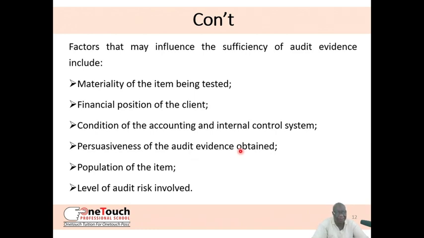Then we have financial position of the client. Yes, if the client is well-to-do, it will also influence the evidence you are getting. Condition of the accounting and internal control system. If they have effective internal controls there, it will also show the type of evidence you are looking for. Persuasiveness of the audit evidence obtained. Yes, the audit evidence will be able to persuade you. And then population of the items you have chosen and the level of audit risk involved. All these things need to be considered.